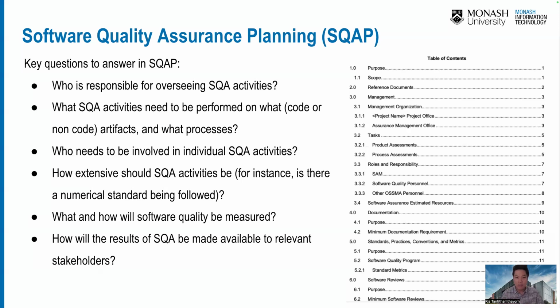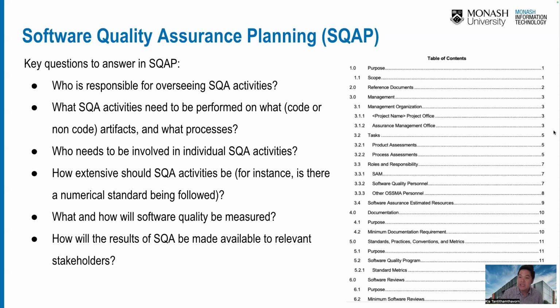Okay, and what are the processes that need to be performed, right? Who needs to be involved in the SQA activities? How many testers are needed when we work on this project? How extensive should SQA activities be? You know, what and how will software quality be measured? How can we measure the software quality? By the numbers of bugs, by the code coverage, or by the number of reviewers who review the code, that kind of thing, you know, code complexity. There are so many software measures here. How will the results of the SQA be made available to the relevant stakeholders? How do we report it?